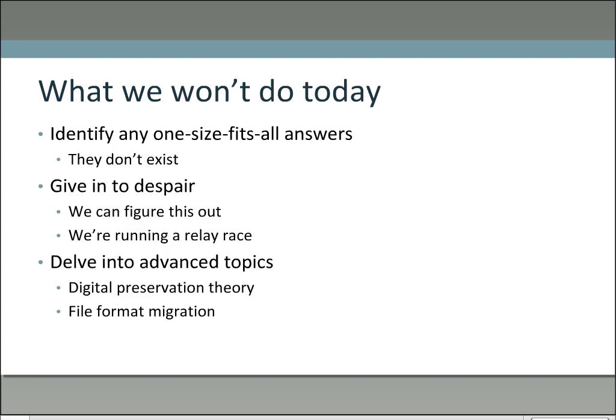I do want to say a few words about what we're not going to do today. First off, we're not going to identify any one-size-fits-all answers because in our world, they simply don't exist. For example, we all know that movable shelving can help maximize storage space. However, movable shelving isn't the right solution for every archives. If buying movable shelving would bankrupt your organization, or if your archival storage is on the second floor of a 19th century wood frame building, movable shelving isn't appropriate. With digital preservation, as with everything else, the best solution is the one that works best for your organization at this point in time.